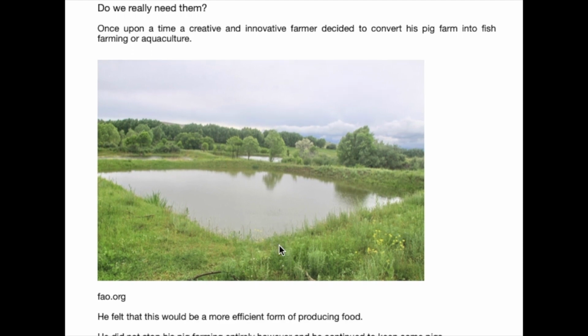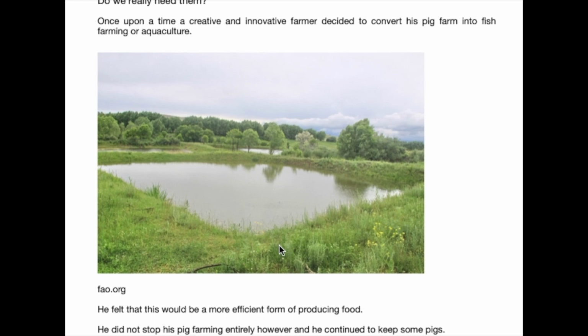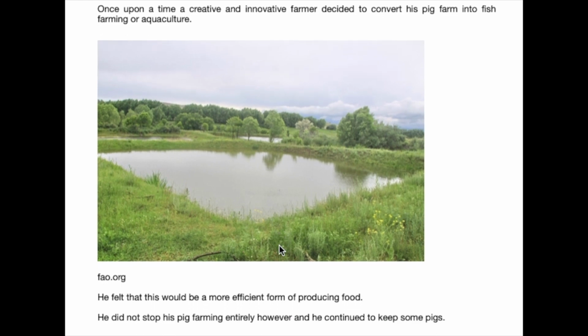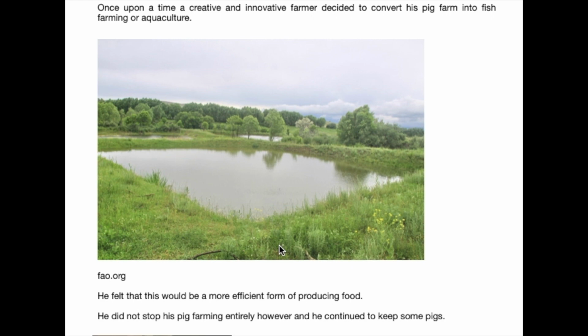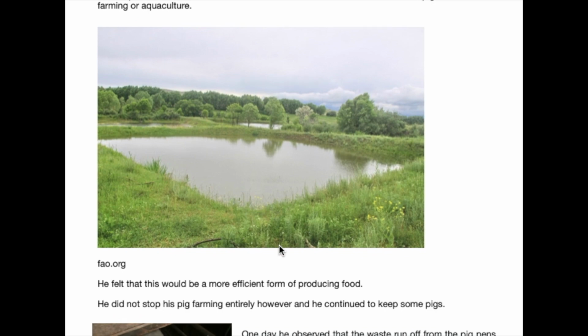So the farmer decided that he wanted to do that because he felt it would be more efficient to produce food from aquatic organisms than from terrestrial organisms like pigs. But he did not stop his pig farming entirely, however. He continued to keep some pigs.